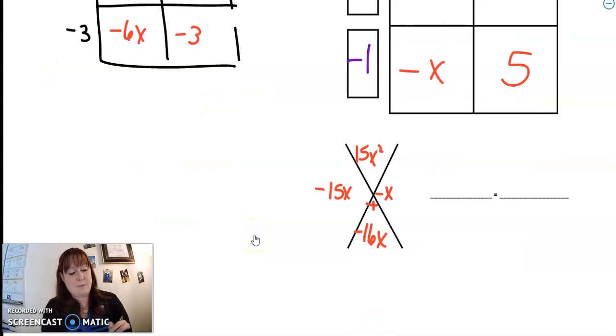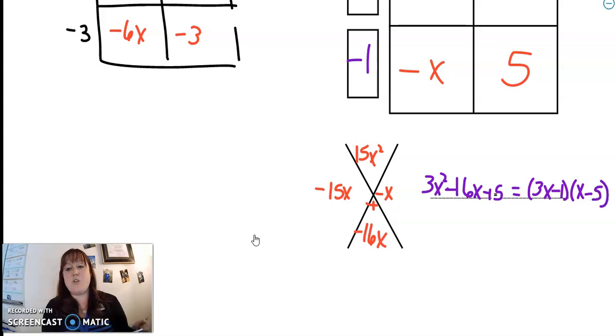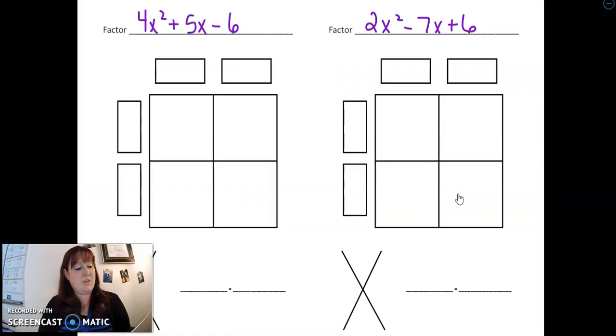So we can say 3x squared minus 16x plus 5 equals 3x minus 1 times x minus 5. It's just another way of writing this function. And the reason we need to know how to do this is because it helps us find the zeros. But these functions are the same function, just in a different form. Let's take a look at another one.